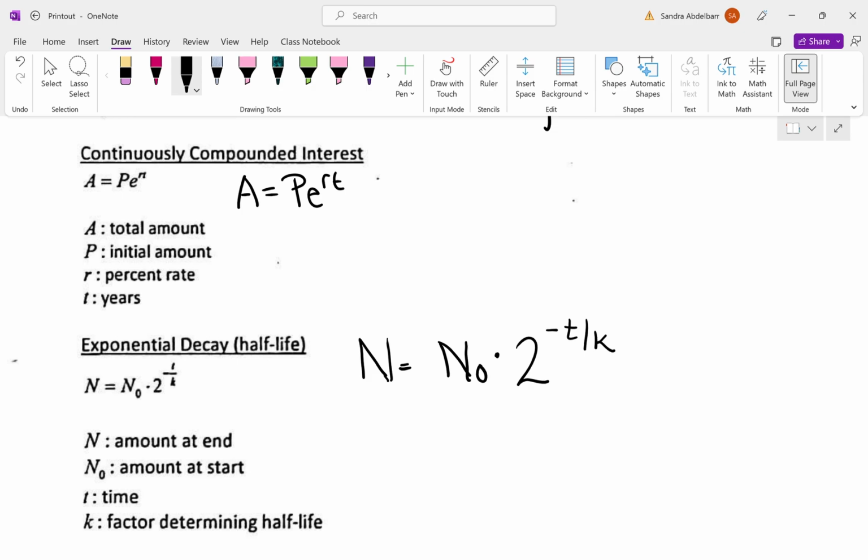What is sub-zero? Our initial amount. So N is the amount at the end. N sub 0 is the amount at the start time, before we even start any decay process. T is time. K is the determining half-life factor. And this will mean more once we start doing problems.